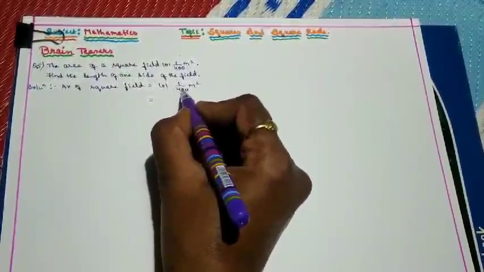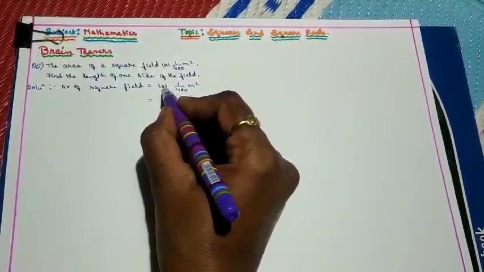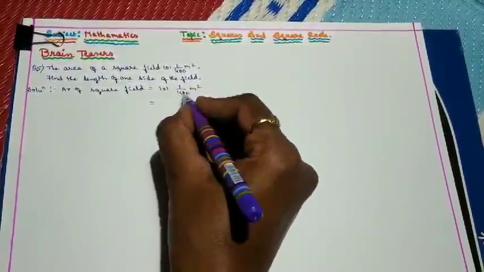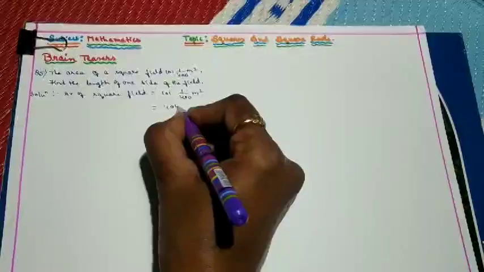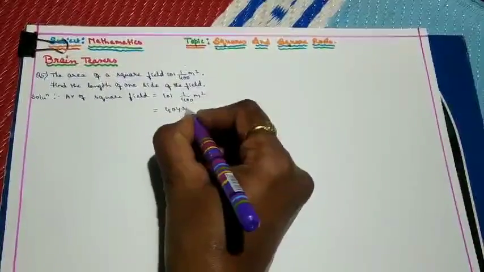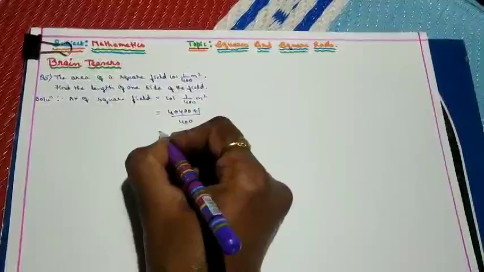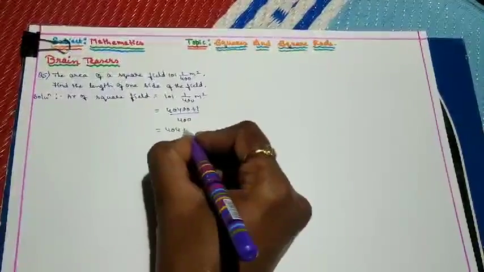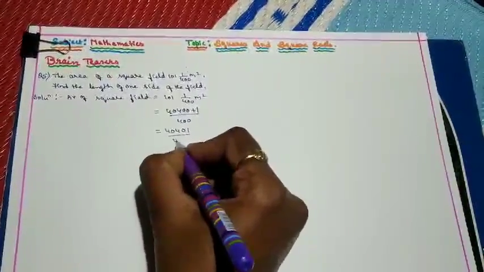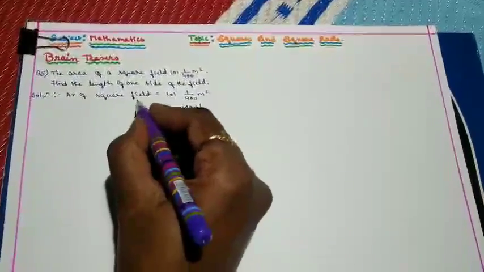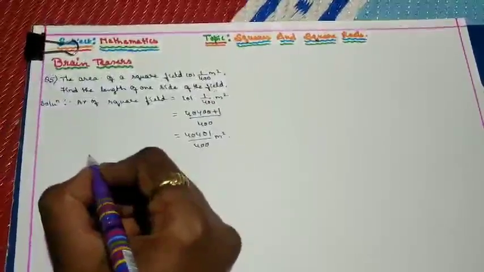Then 101 into 400. So here you can multiply 101 into 4 is 404 and 00. So 404 00 plus 1 divided by 400, which is nothing but 40401 divided by 400 meter square. Here area is given and asked you to find one side of field.